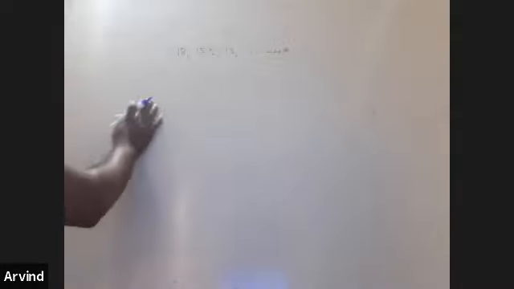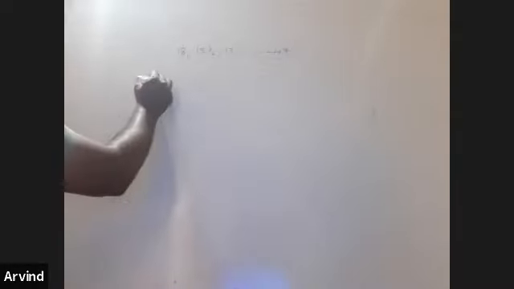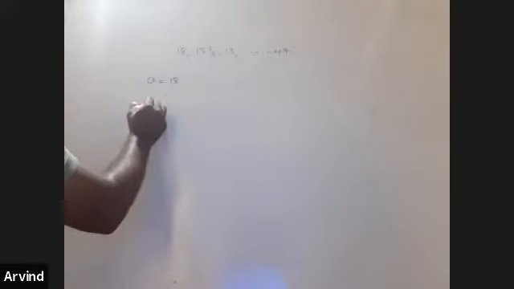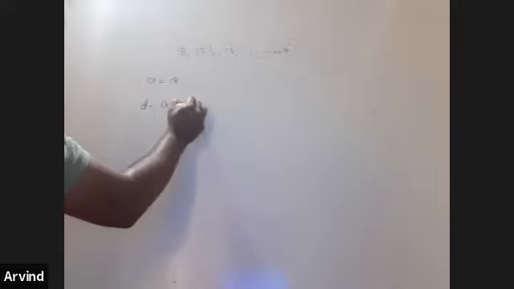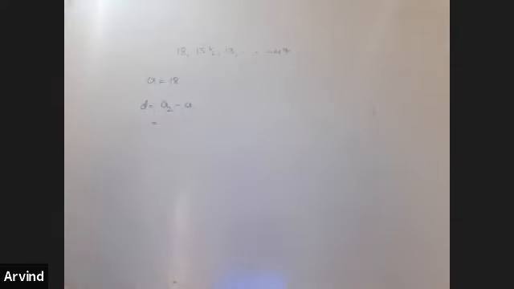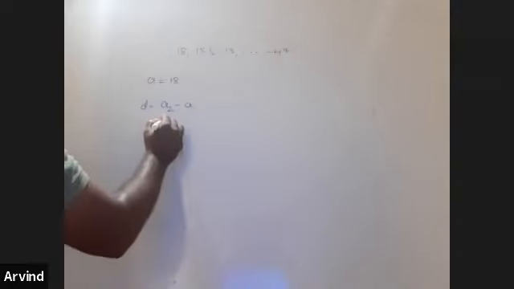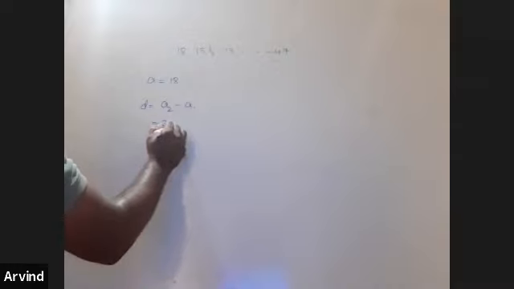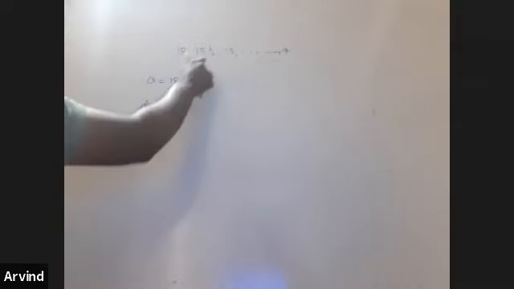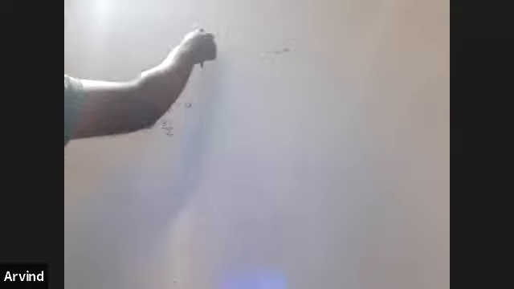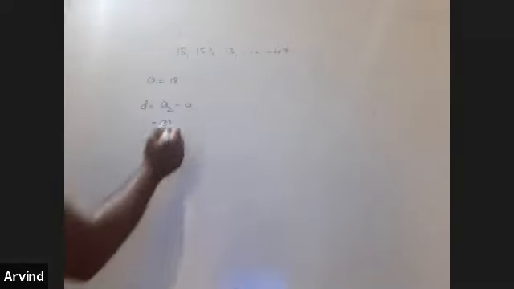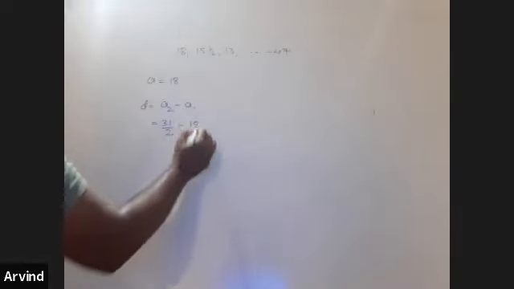So here, as always, we have to find the first term, that is A, which is 18, and we have to find the common difference, that is given by A2 minus A1. What is your A2? 15 and a half. You can directly do it, or it's your wish. 15 and a half can also be written as 31 by 2, mixed fraction. 2 into 15 is 30. 30 plus 1 is 31. Minus your A1 is 18.